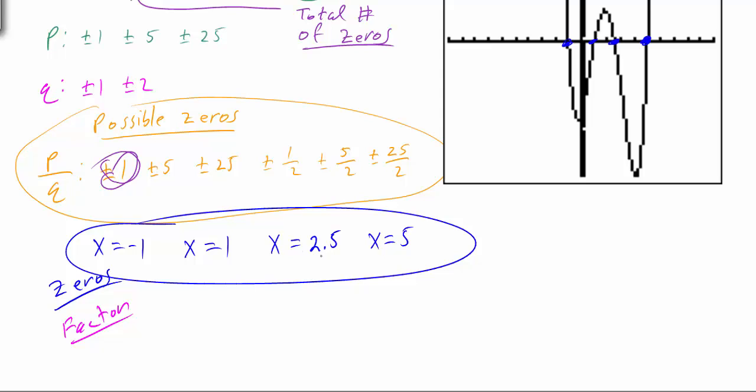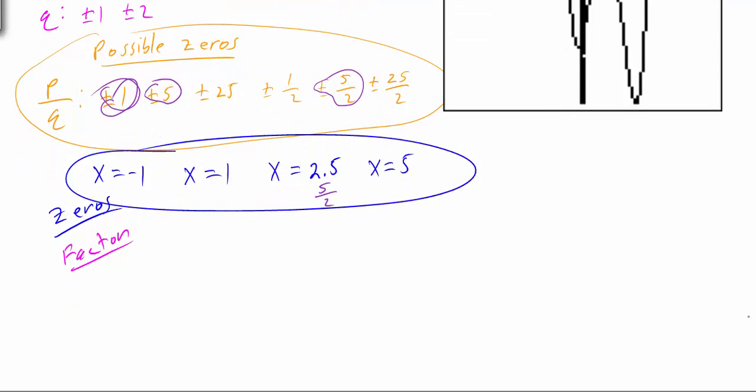2.5, well, that's the same thing as 5 halves. So there's a positive 5 halves. That was one of the possible zeros. And then positive 5 is one of our possible zeros. So here, of the possible zeros, we have all the zeros. We just had to determine which ones are the actual zeros.